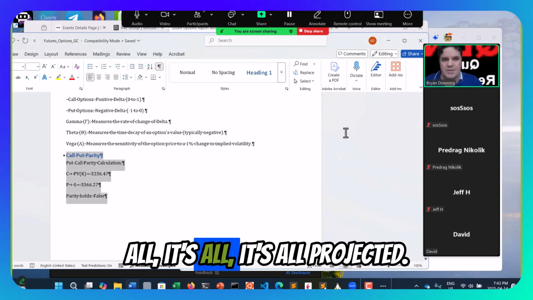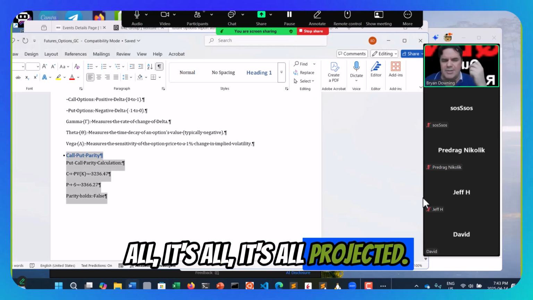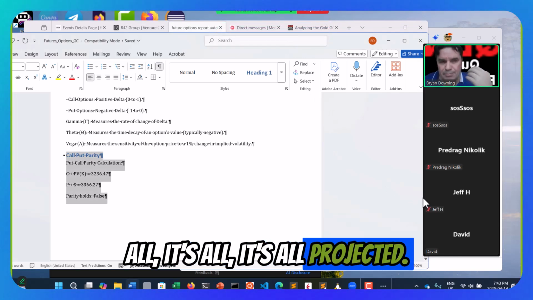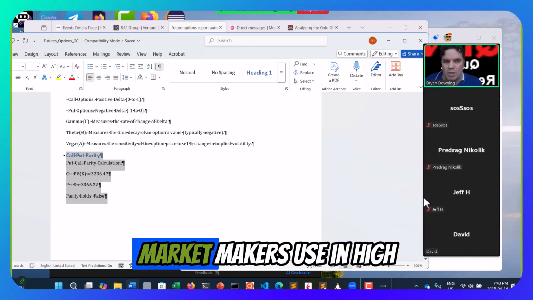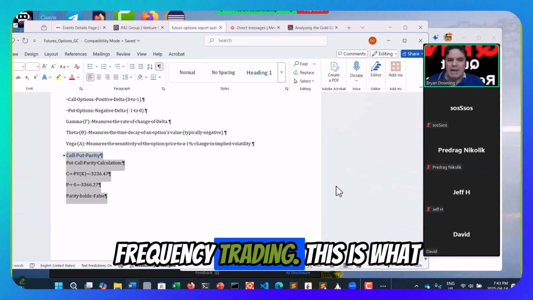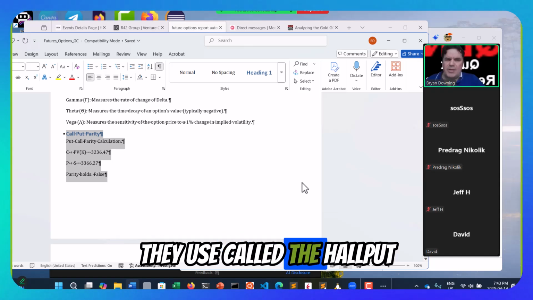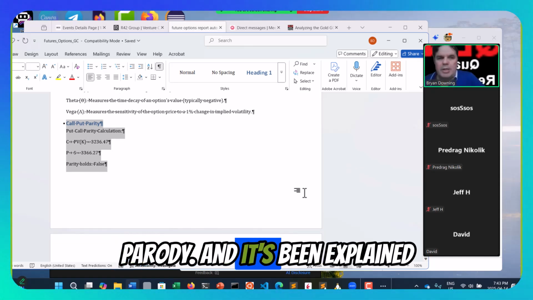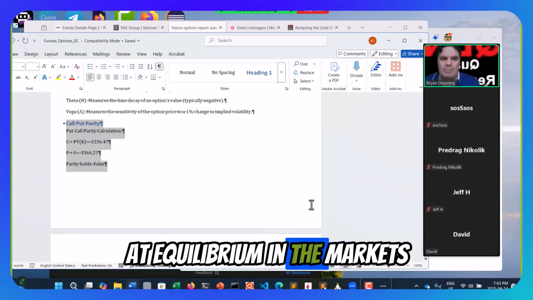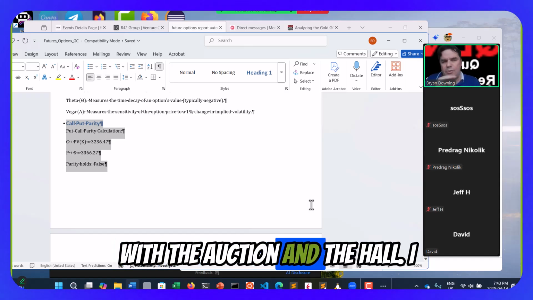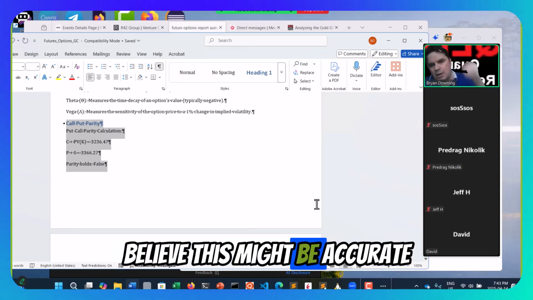it's all projected. But this is what a lot of market makers use in high frequency trading, called put-call parity. It's basically an equilibrium in the markets between the put and the call.